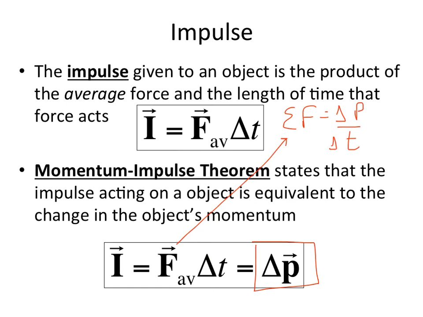Change is always final minus initial, right? So we can say that is mass times velocity, put our vector arrows there, mass times velocity final minus mass times velocity initial. That is really what we describe as impulse right here. That's based off of our definition of momentum and assuming that we could write net force as being the change in momentum over the change in time. This is called the momentum impulse theorem.